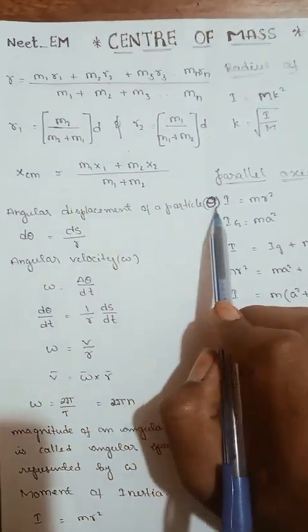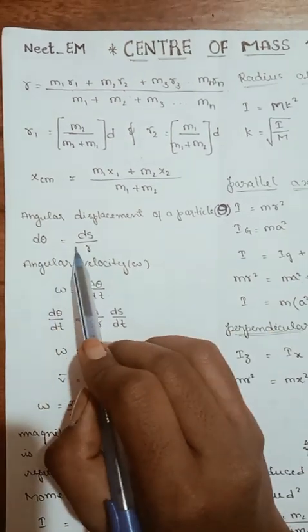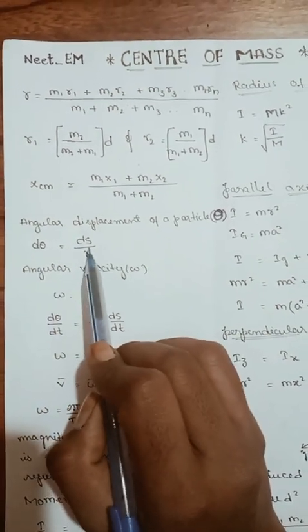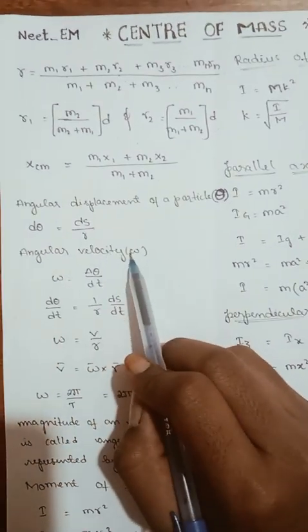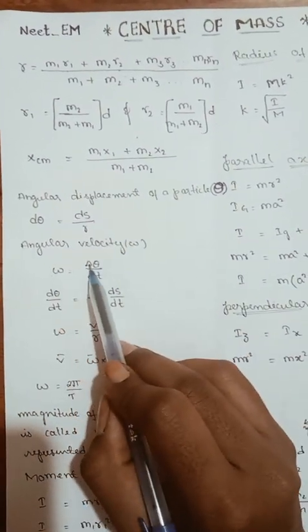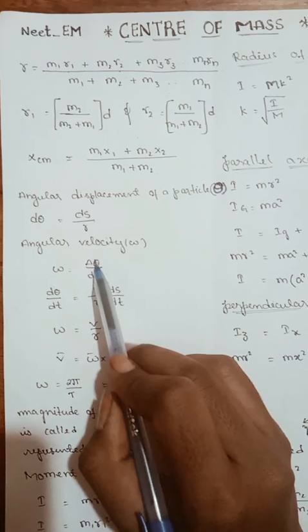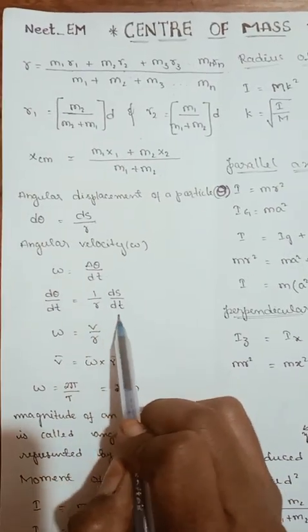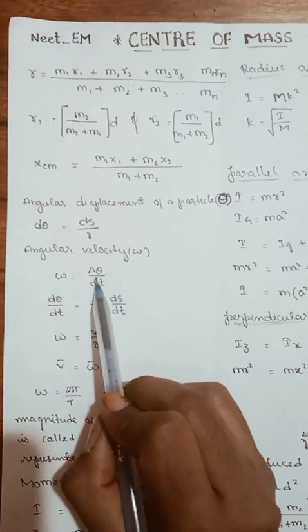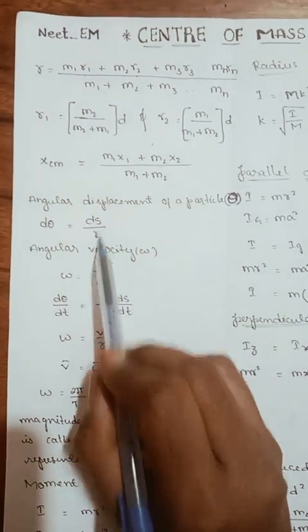Angular displacement of the particle is denoted by theta. d theta is equal to ds by r, where r is the distance or the radius given in the question. Now angular velocity is denoted by omega. Omega is equal to delta theta by dt, or d theta by dt. d theta by dt is equal to 1 by r ds by dt, so we are relating this with this formula.